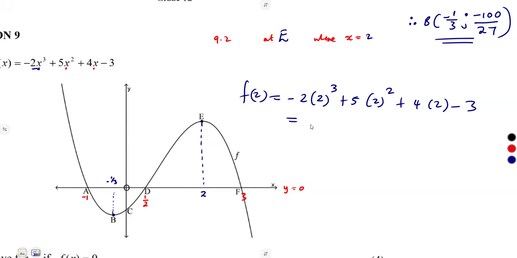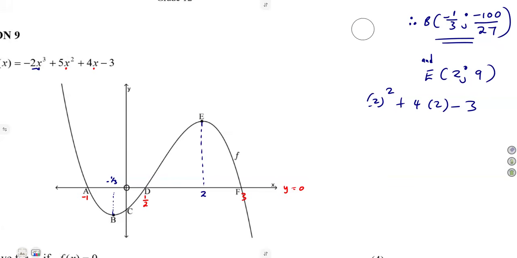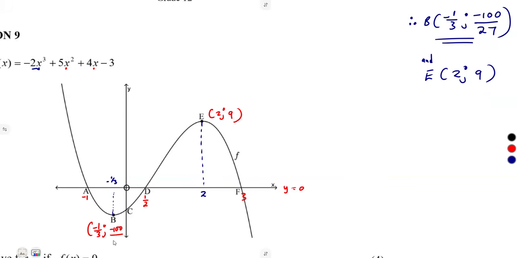So this was going to give us 9. So the point E is going to be given as: when x is 2, y is 9. That's f of 2. So that was the condition of our turning points B and E. So that is it. Here is (2, 9). This one we said is (minus a third, minus 100 over 27). All right, so that is it.